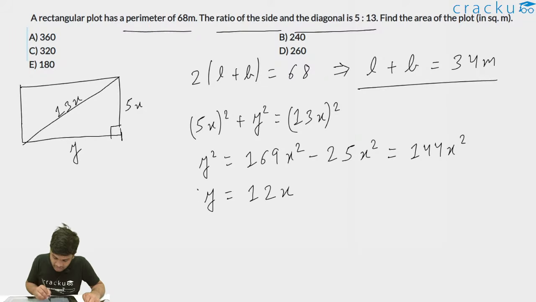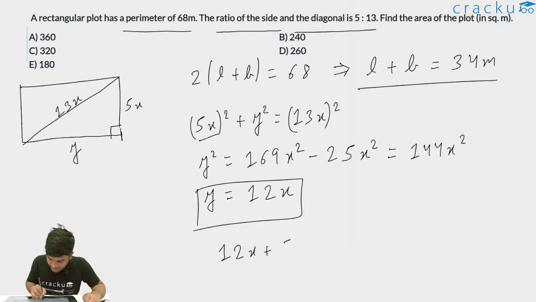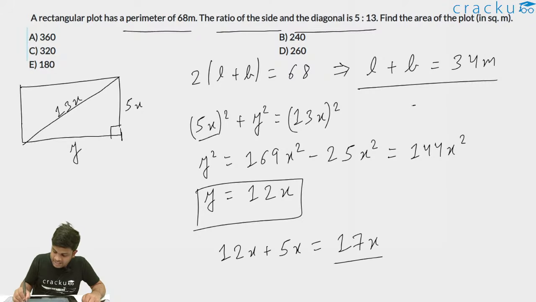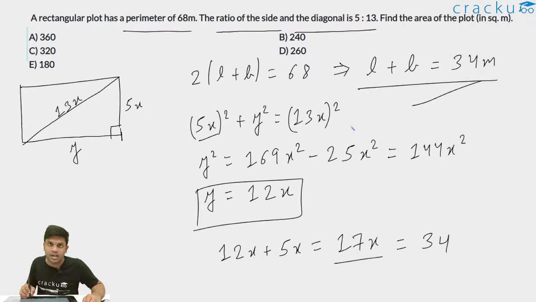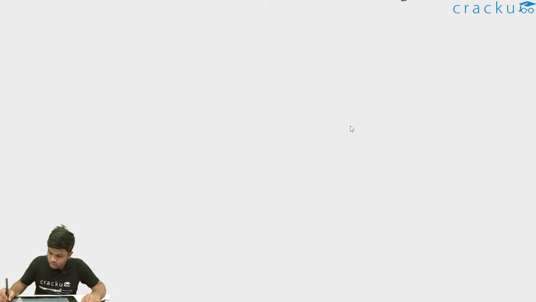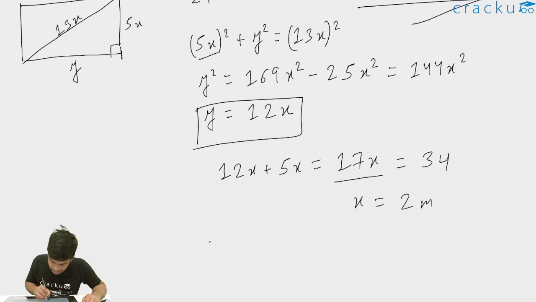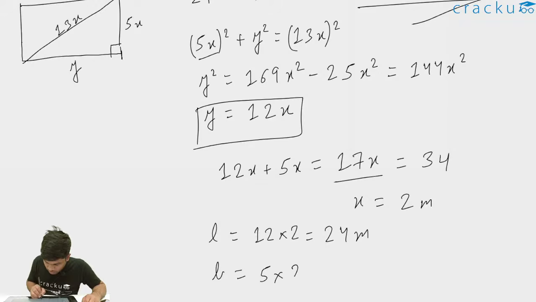So that means length is 12x, breadth is 5x. When we add both of them, length is 12x, breadth is 5x, you will get 17x. And from here we can say that length plus breadth is 34 meters. So 17x should be equal to 34. From here we will get x is equal to 2 meters. So length will be 12 into 2, which is equal to 24 meters, and breadth will be equal to 5 into 2, which is equal to 10 meters.